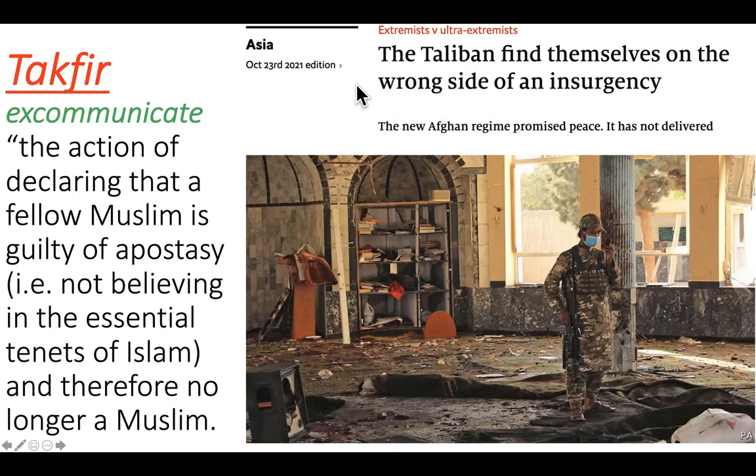You have the two sides, the Wahhabists and the Diobandis, and I'll explain in a little more detail what a Diobandi is, but they're both extreme jihadists. They're both extreme jihadists, and now they're fighting each other.